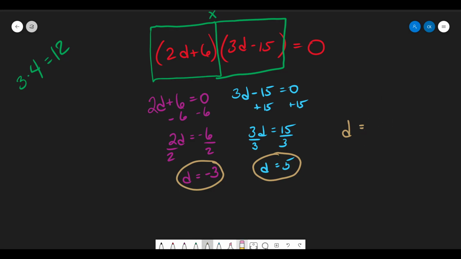As the set of numbers negative 3 and 5. Whenever we have multiple answers for something, we always want to write it out as a set, like we see here. But this would be my answer. My answer would be d is either negative 3 or 5.